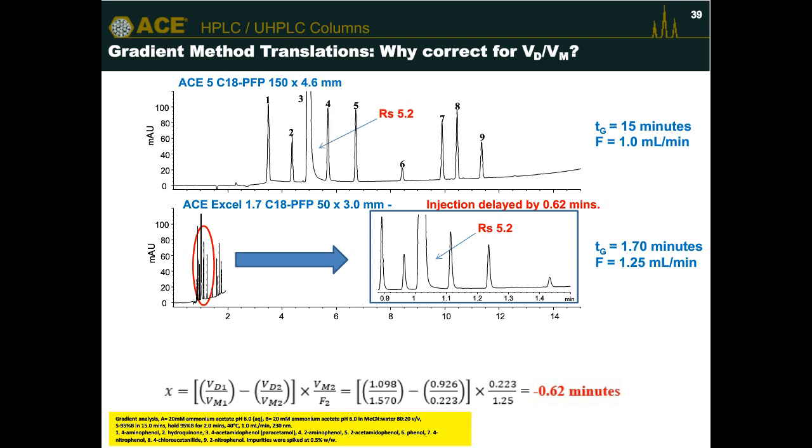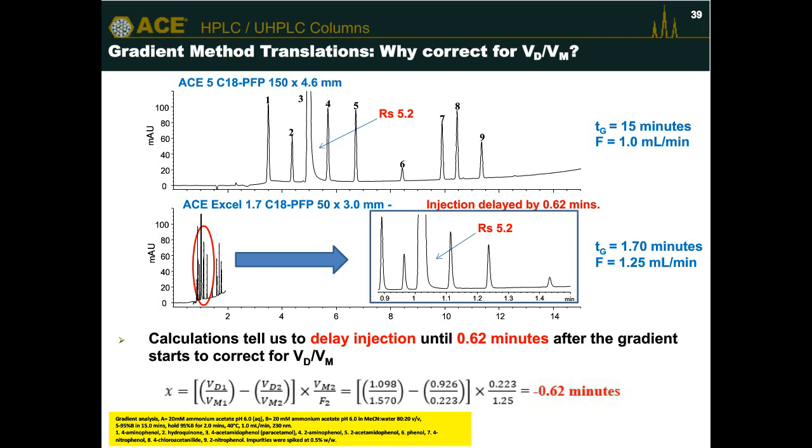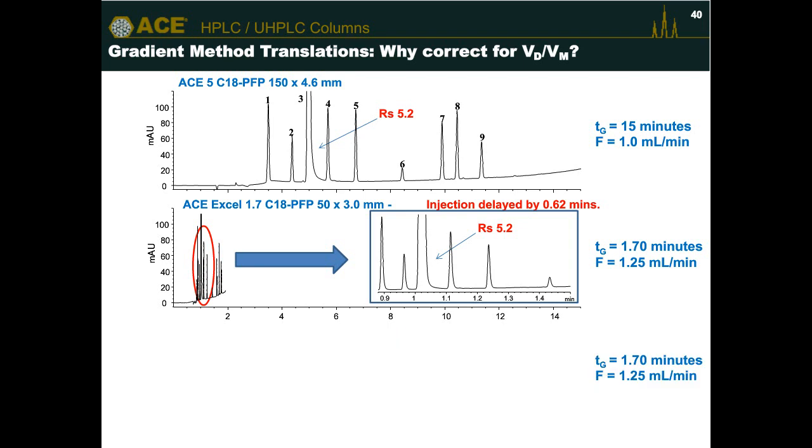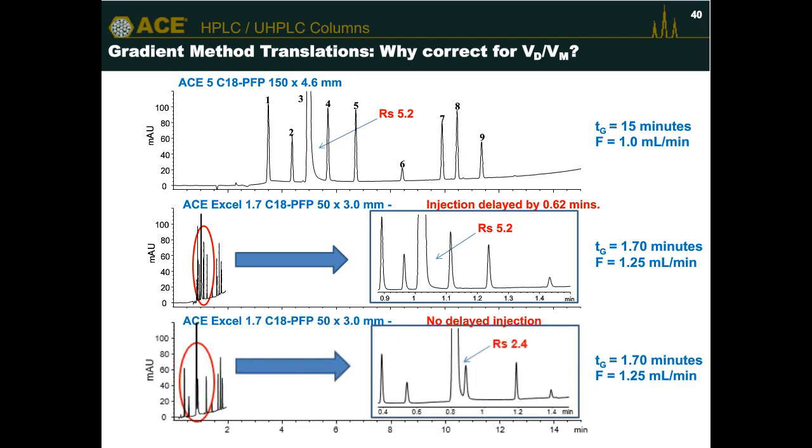If we don't do that, what happens is we lose the resolution. We don't achieve the same separation if we haven't modified this gradient because of the different volumes. So this is where we can see errors when people are moving their methods to shorter columns, especially when the dwell volume on the different systems is significant.